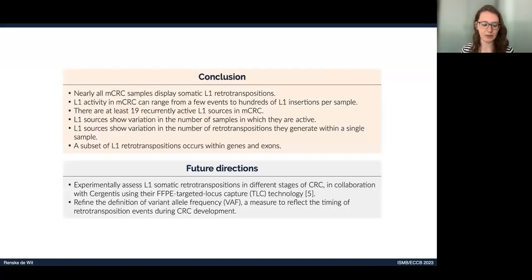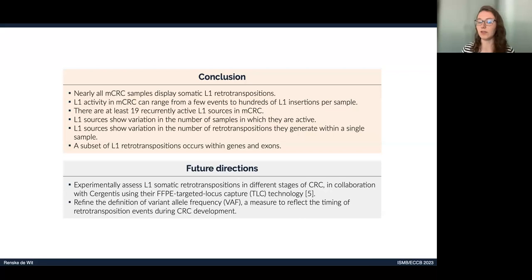This brings me to the conclusions. So in this project, we studied LINE-1 activity in metastatic colorectal cancer. We find that in our dataset of over 600 samples, nearly all samples display at least one retrotransposition event. We see that there is variety in the number of retrotranspositions per sample, which can range from a few to hundreds of events. These events are caused by at least 19 recurrently active LINE-1 sources.